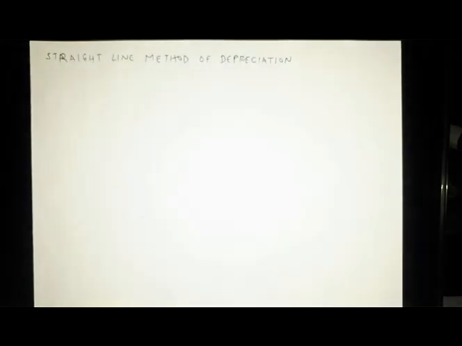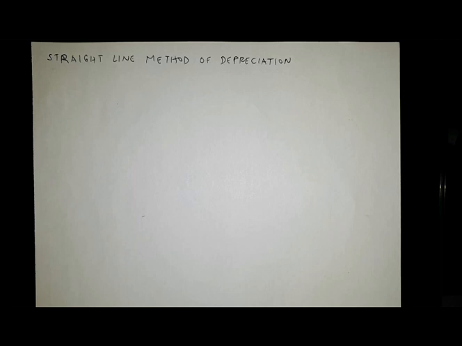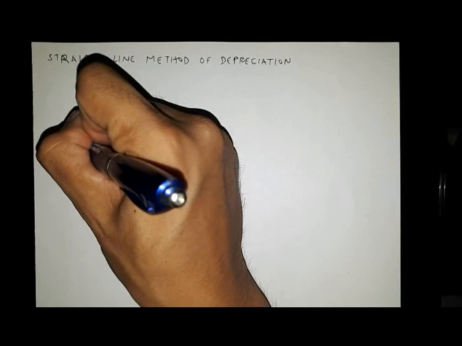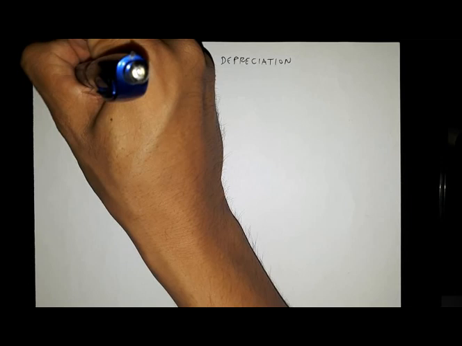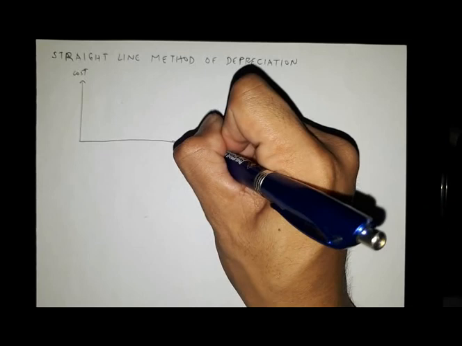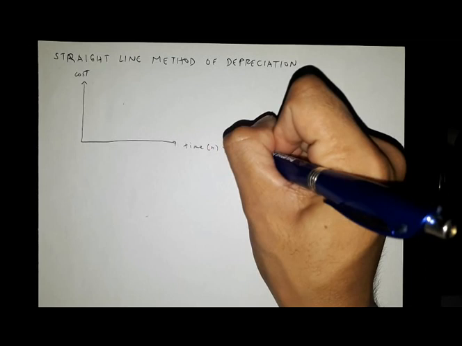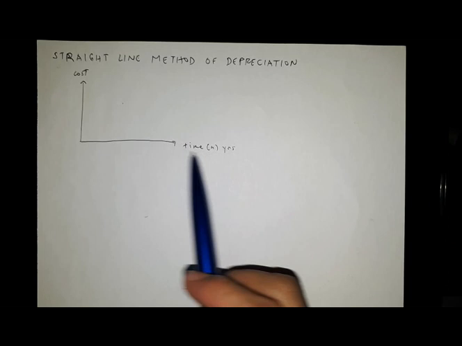The first method under uniform annual depreciation is called the straight line method of depreciation. The method itself speaks for the behavior of the graph. So if we create a graph of cost versus time, where time is a number of years in the x-axis, cost is in the y-axis.